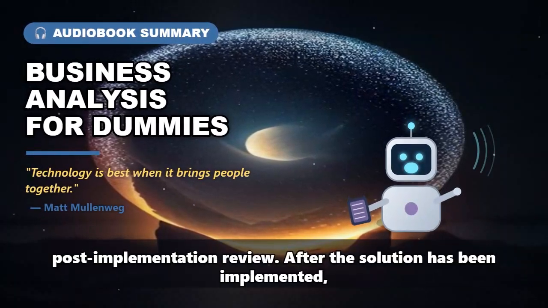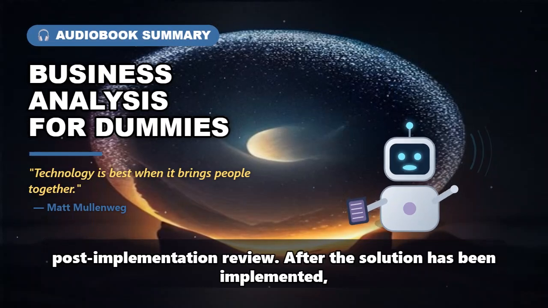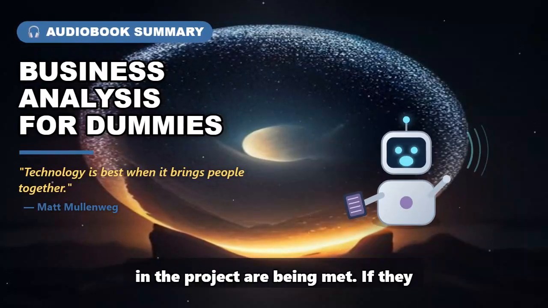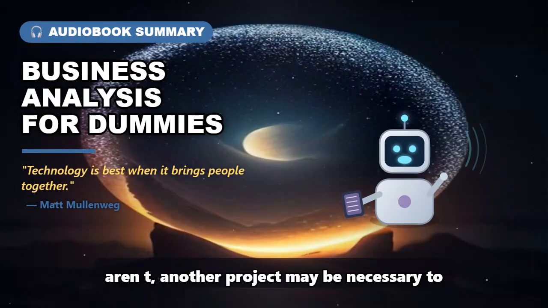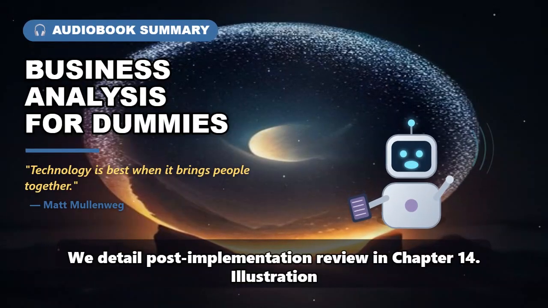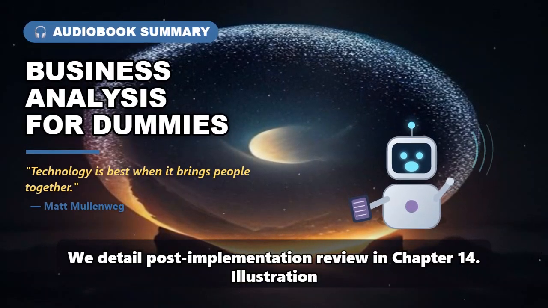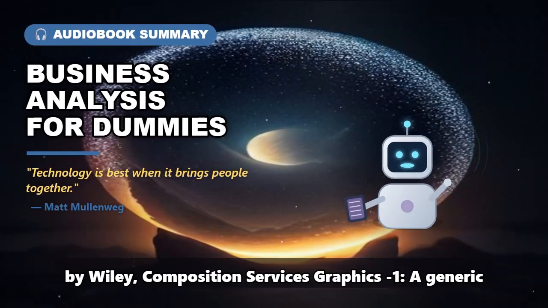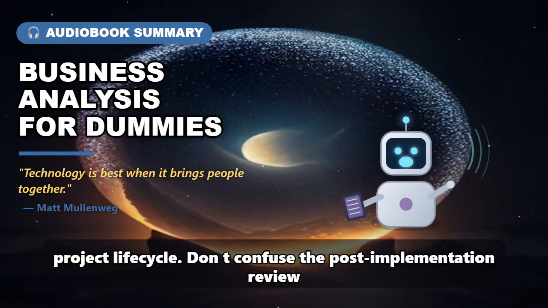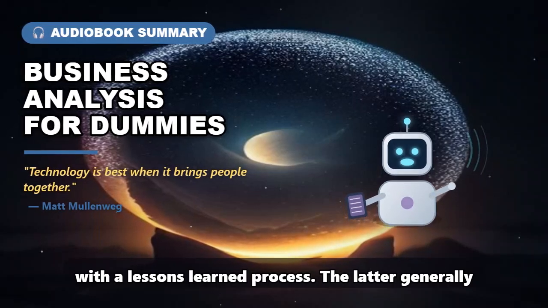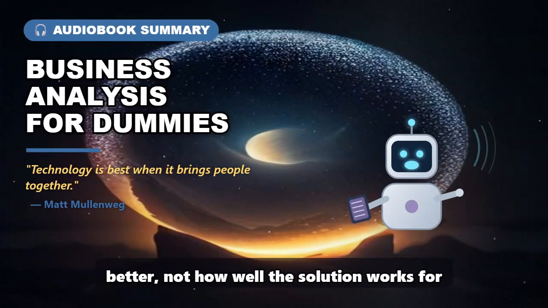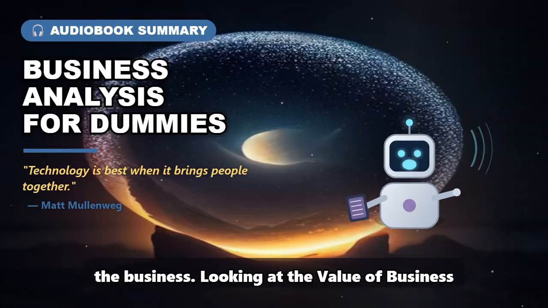Conduct a post-implementation review. After the solution has been implemented, you need to make sure the goals outlined in the project are being met. If they aren't, another project may be necessary to address the gap. We detail post-implementation review in Chapter 14. Illustration by Wiley, Composition Services Graphics: a generic project life cycle. Don't confuse the post-implementation review with a lessons learned process. The latter generally discusses how you can do the project process better, not how well the solution works for the business.